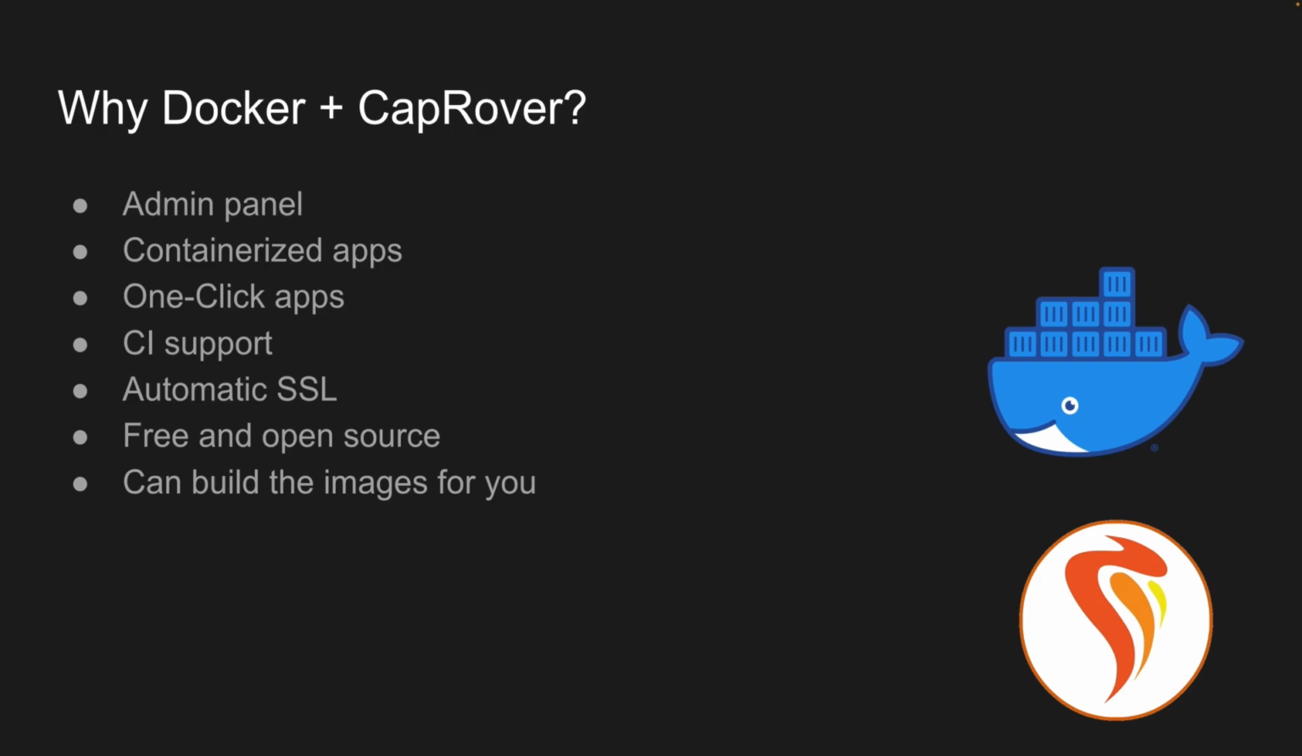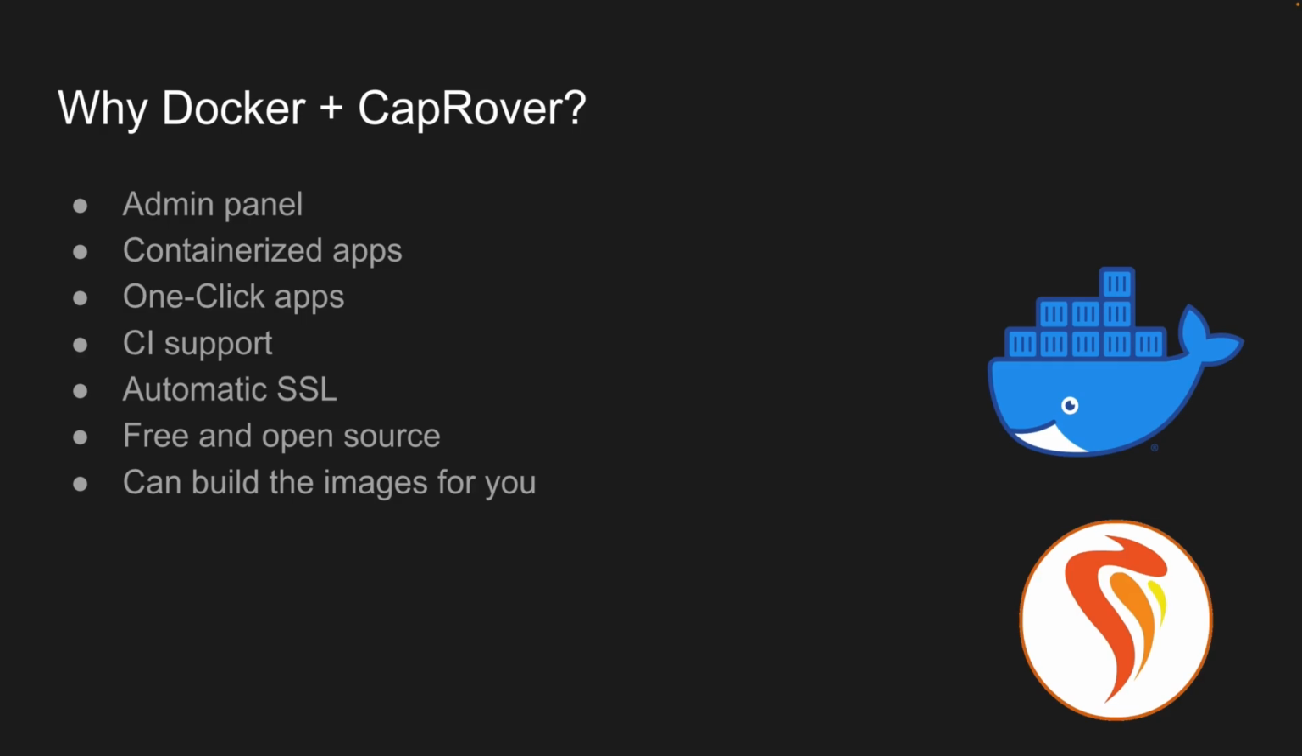Another great feature of CapRover is one-click apps, and if you use something like cPanel, you're going to know what this is about. They have a catalog of hundreds of different apps, and with just a few clicks, you can install Redis or Postgres or MySQL or any number of applications, including more complex ones like WordPress.